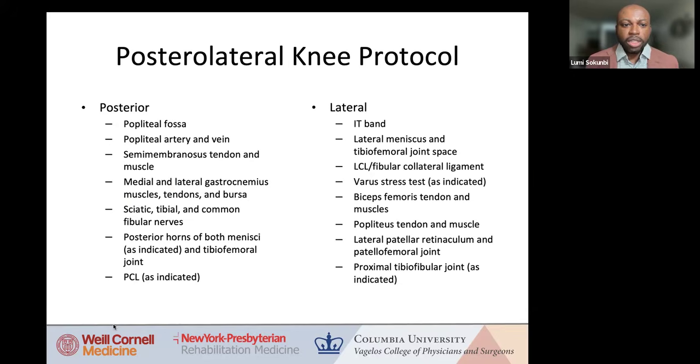So here's the complete posterior lateral knee protocol. We'll dive in, starting with posterior structures and then getting into the lateral components as well.